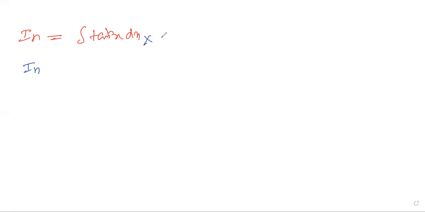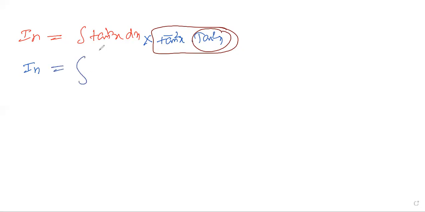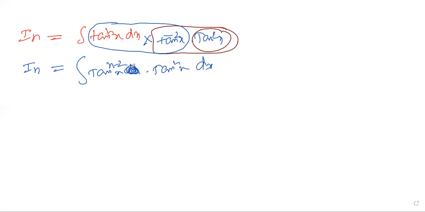Step number 1: we need to multiply this question with tan square x and tan inverse of minus 2, tan power minus 2 into tan square x. Both are cancelled, so you get the same answer. For my convenience, I multiply it so the question changes into the integration of tan power n minus 2 x into tan square x dx. I just changed the question. Any doubt?